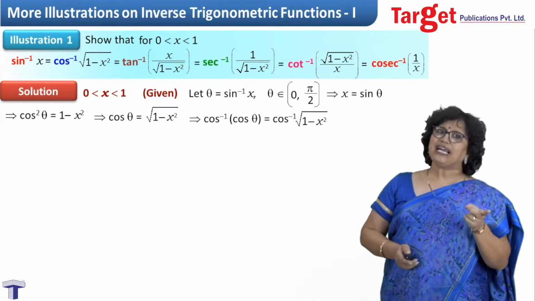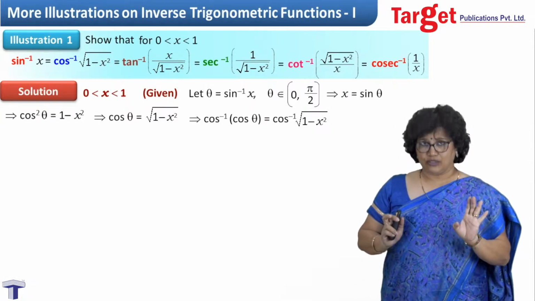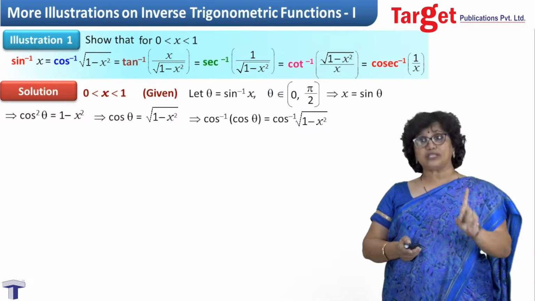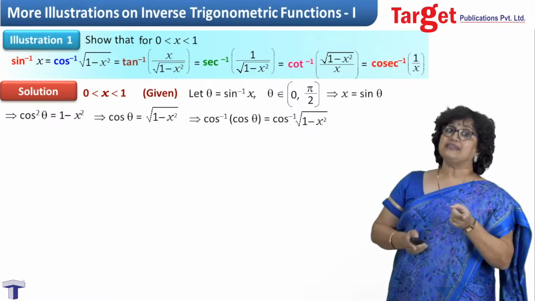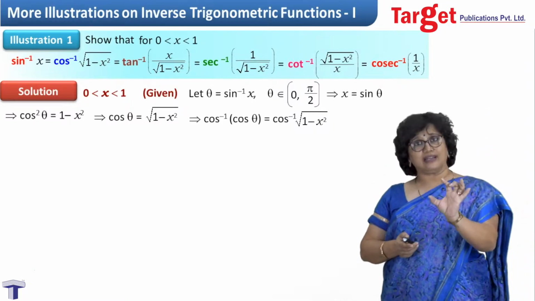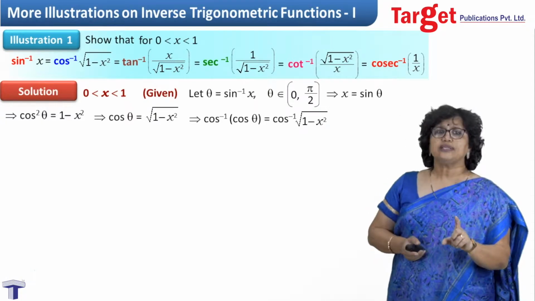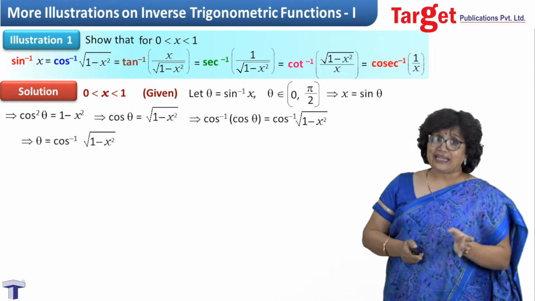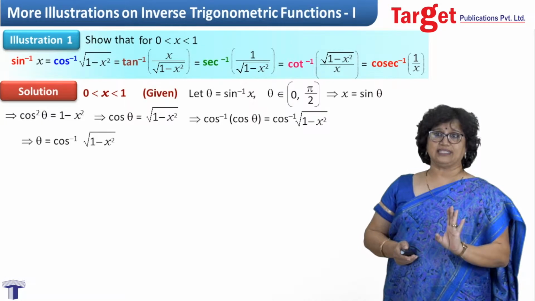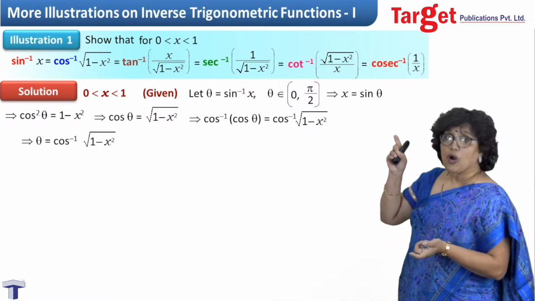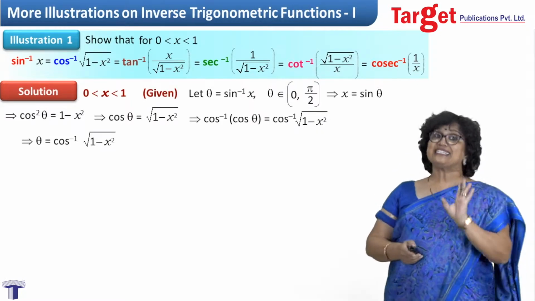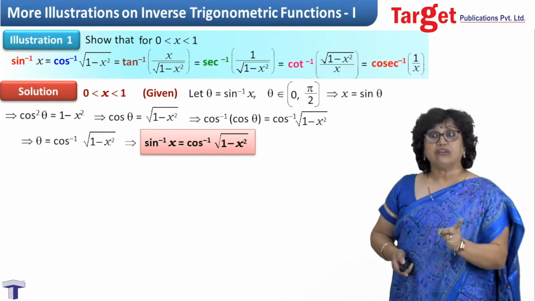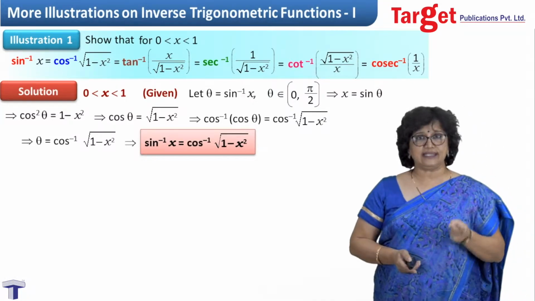Now tell me, will I be writing this straight away as theta? Can I do that? I will have to check where theta lies. It has to be in the range of cos inverse. And in the previous step, I have written theta lies in 0 to pi by 2. And 0 to pi by 2, this interval is in the range of cos inverse. What is the range of cos inverse? 0 to pi. So it is very well within the range. And hence, I can write theta equal to cos inverse of under root 1 minus x square. And mind you, the leftmost expression given at the top on the left hand side is sine inverse x, and that is nothing but theta. That means I have shown sine inverse x equal to cos inverse of under root 1 minus x square.